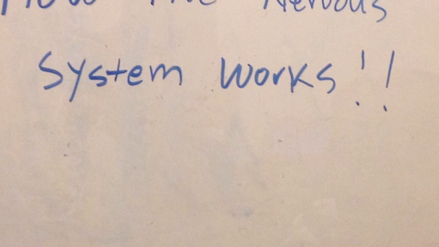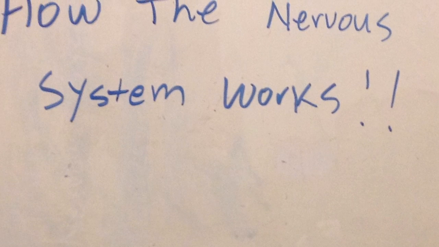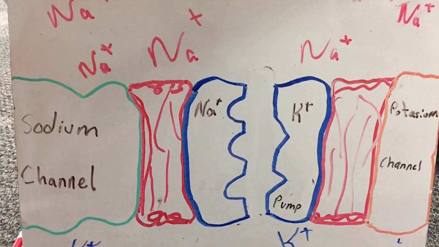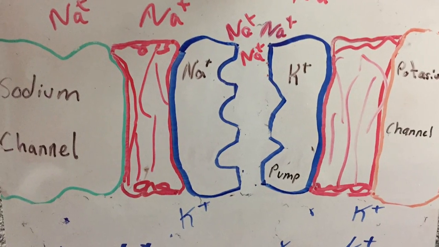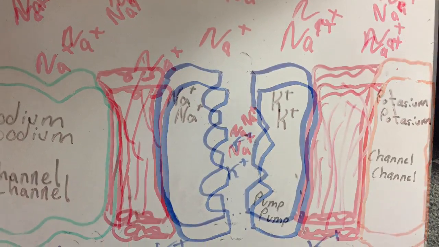So in this video, we're going to be talking about how the nervous system works and how a stimulus transfers from cell to cell within the body. Before a stimulus occurs, we are in a state of resting potential. During this resting state, the sodium-potassium pump maintains a difference in charge across the cell membrane.